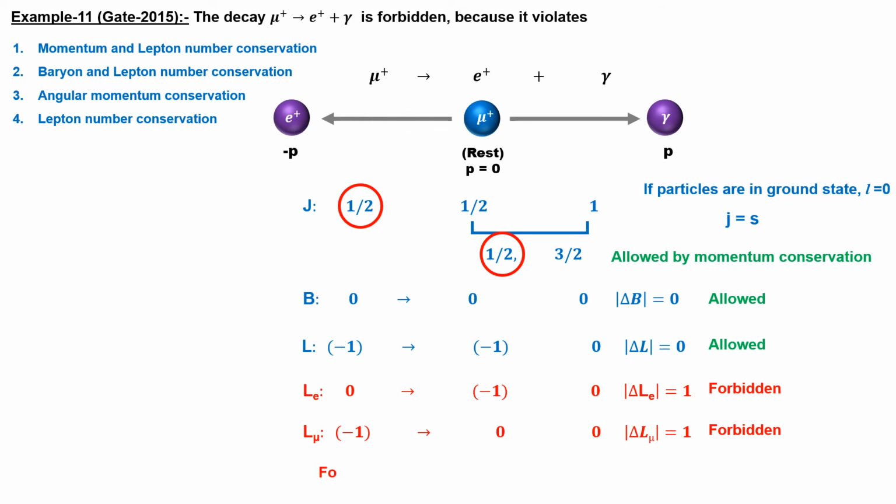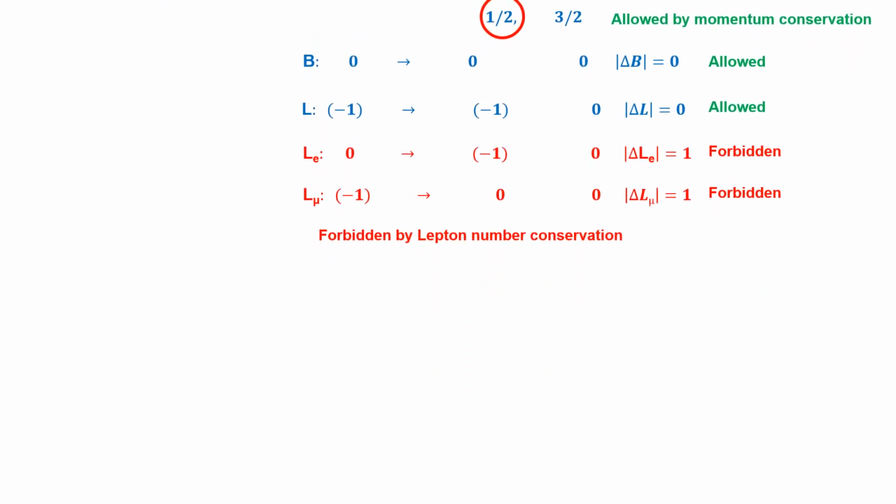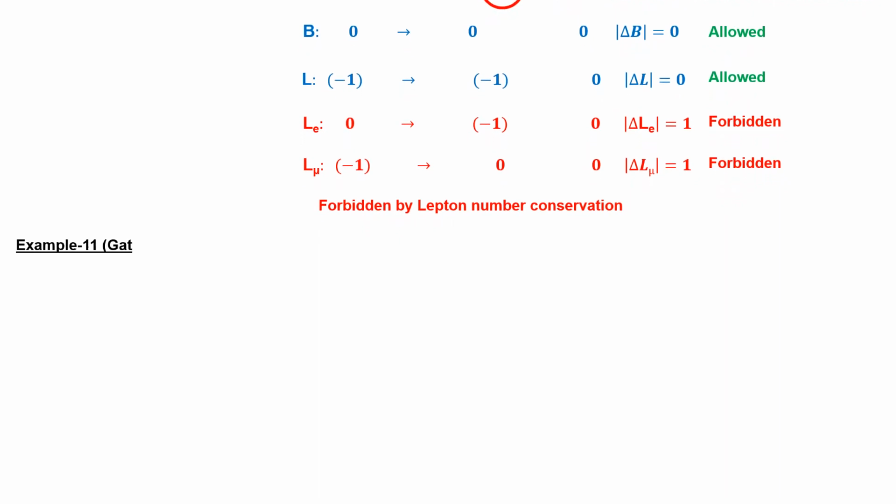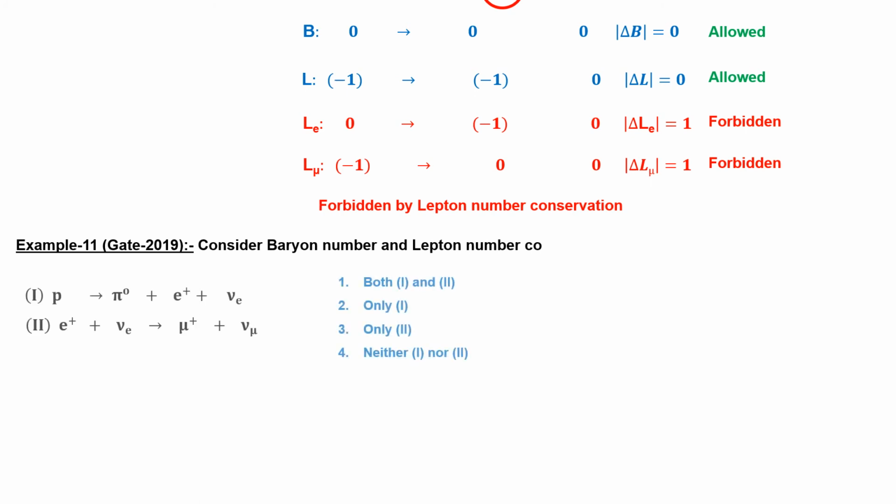Although the total lepton number is conserved in this decay reaction, due to the violation of electron and muon number, this reaction will be forbidden according to lepton number conservation. A question was asked in GATE 2019. Consider baryon number and lepton number conservation laws. Which of the following processes are allowed?